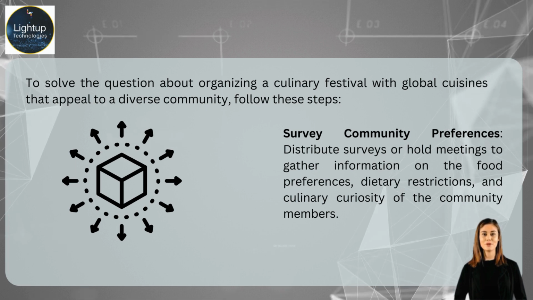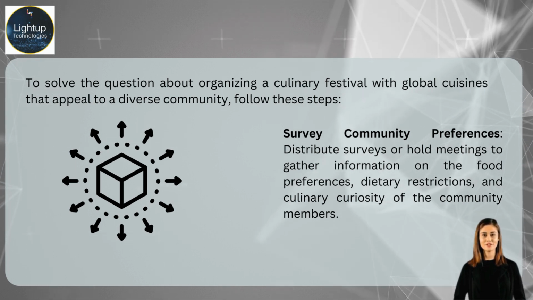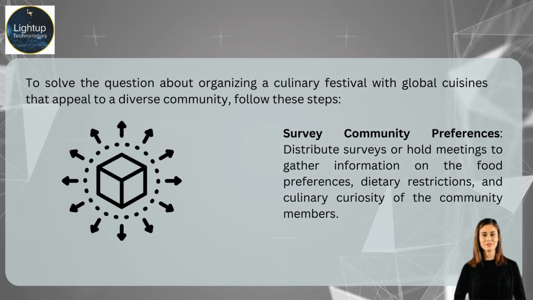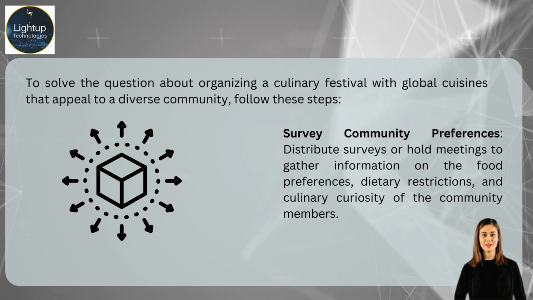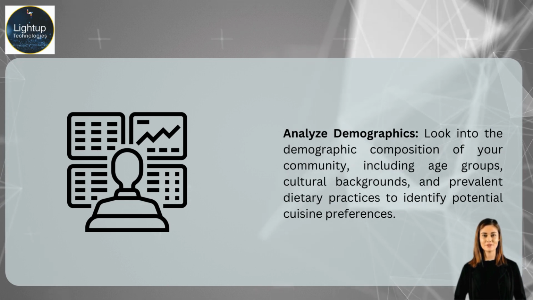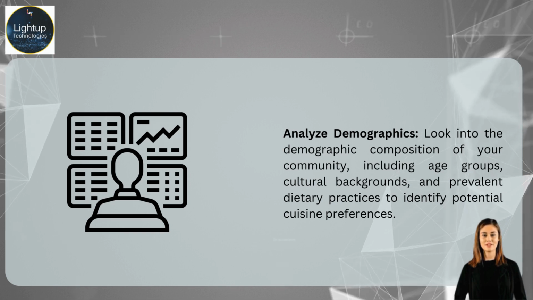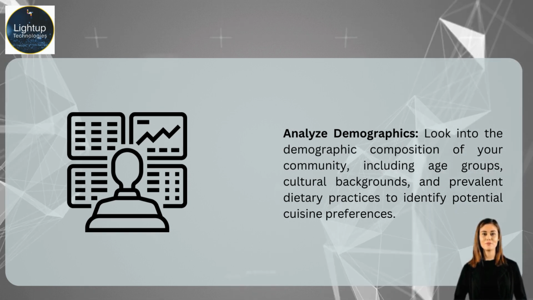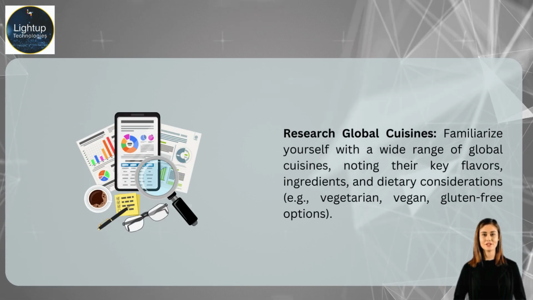To solve the question about organizing a culinary festival with global cuisines that appeal to a diverse community, follow these steps: Survey community preferences. Distribute surveys or hold meetings to gather information on the food preferences, dietary restrictions, and culinary curiosity of the community members. Analyze demographics. Look into the demographic composition of your community, including age groups, cultural backgrounds, and prevalent dietary practices to identify potential cuisine preferences.